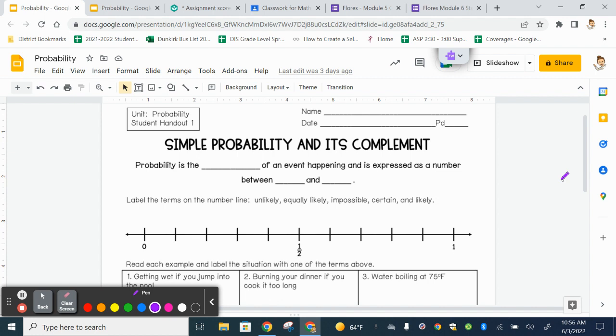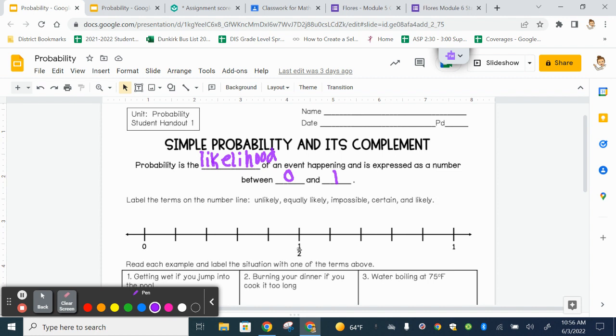Probability is the likelihood. So we're going to write likelihood of an event happening and as expressed as a number between 0 and 1. So make sure you fill those in. It's kind of like, well, what are the odds of something happening? So it's the likelihood of it happening or not. If you remember from the Math Antics Edpuzzle, you saw this scale that went from 0 to 1, and in the middle of it was a half.